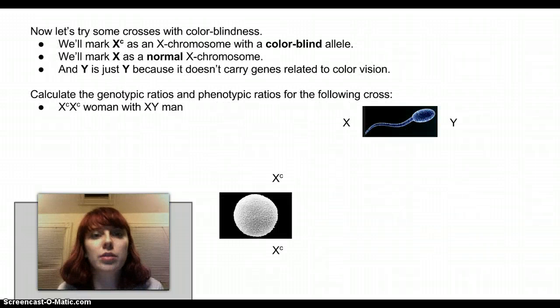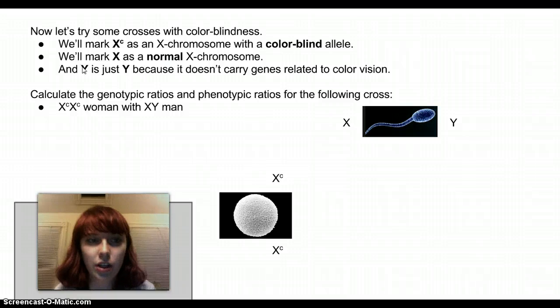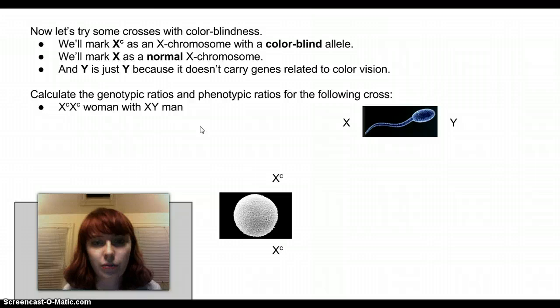Alright, so now we're going to try some crosses with color blindness. Because we have the X and the Y chromosomes and they're different, we actually mark it a little bit differently. So we'll mark color blindness as a C, a little C superscript, next to the X. And so that's going to be colorblind. Just a regular old X is our normal X chromosome. And then Y is Y because it doesn't carry any genes related to color vision.